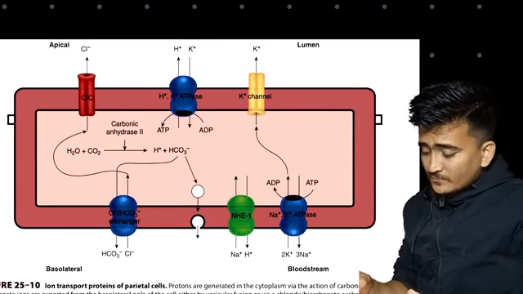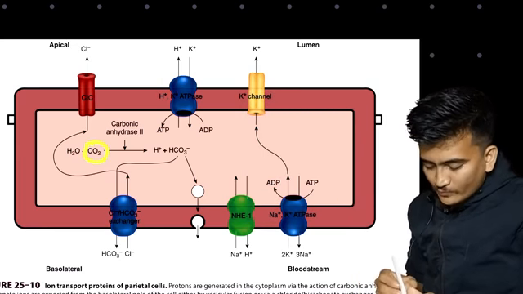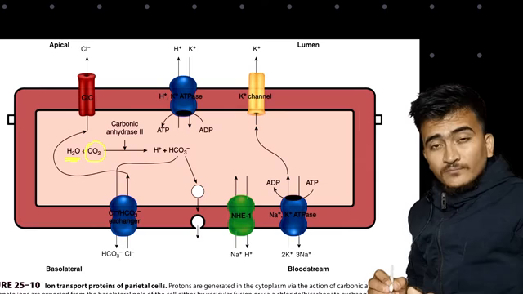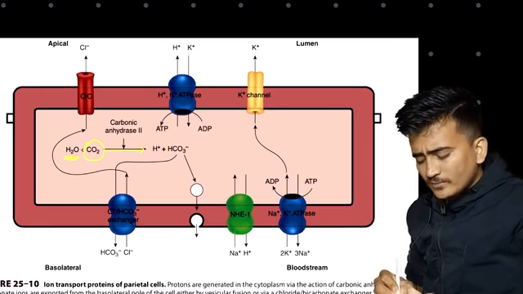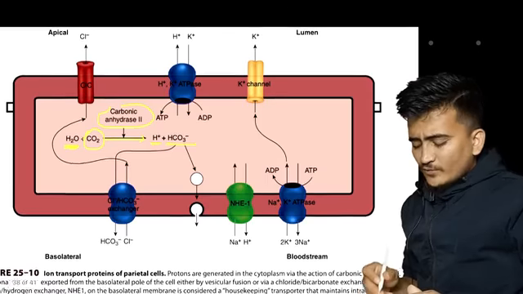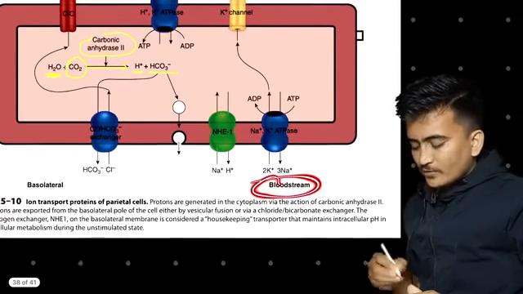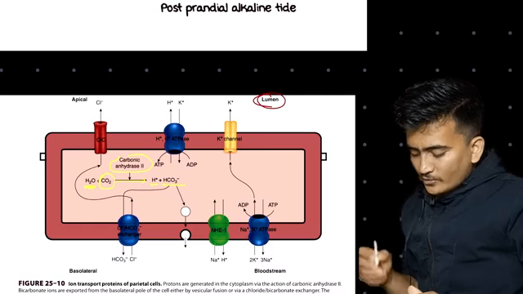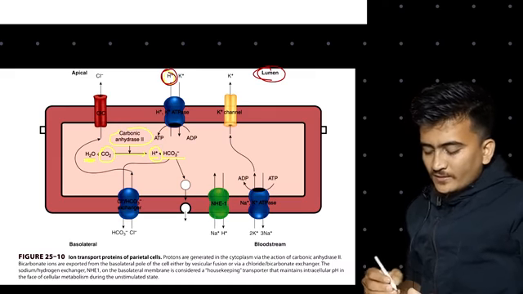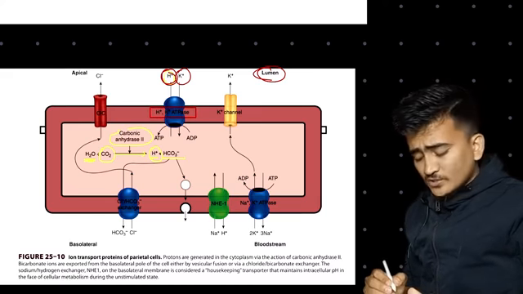As there will be an increase in metabolism in the parietal cell, there will be high production of CO2. This CO2 will combine with H2O, and it will form carbonic acid, which is acted on by carbonic anhydrase, and there will be the formation of H plus and HCO3. As you can see, this is our lumen, and here we have our bloodstream. Now this H plus will be pumped out right here. As it is pumped out, potassium will be pumped in, and it will take place through the H+/K+ ATPase, which is called our proton pump.